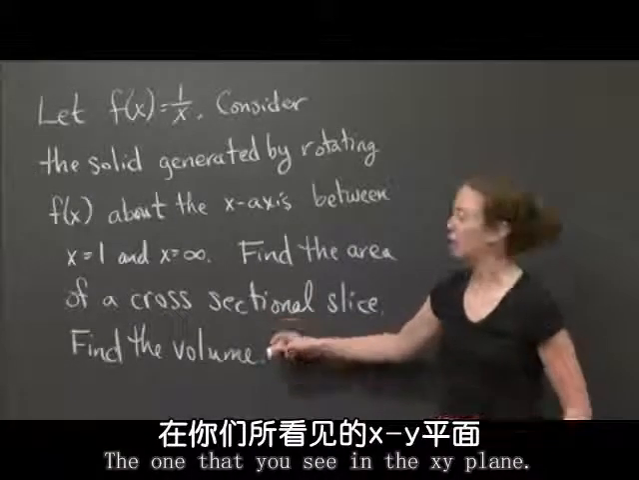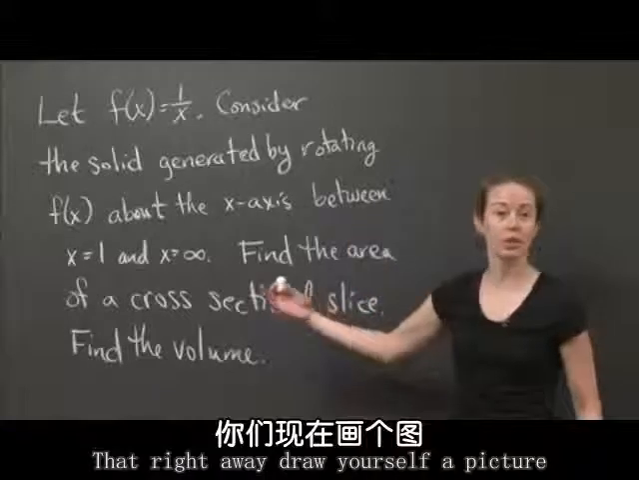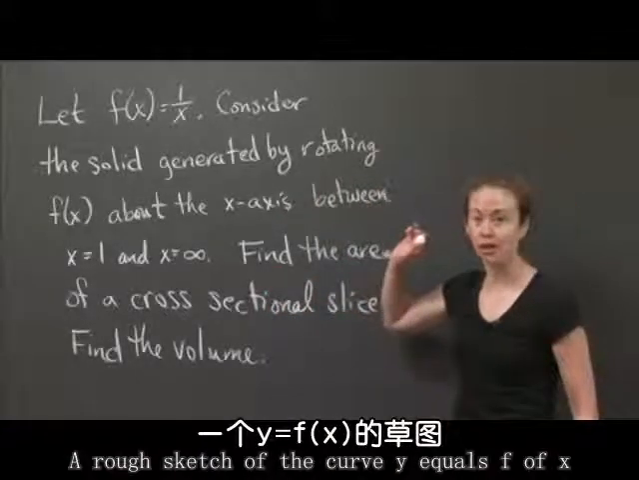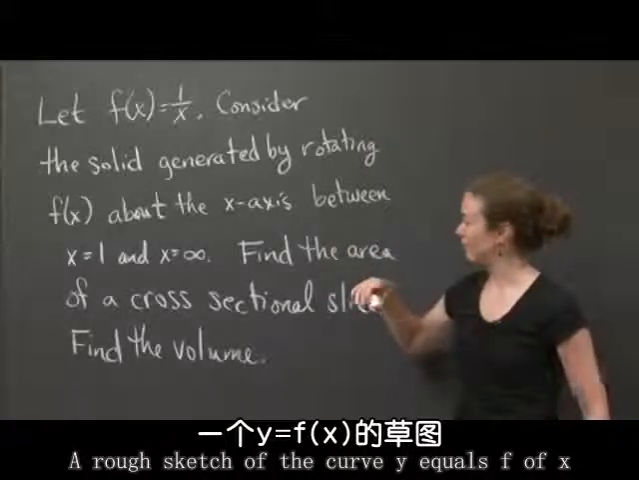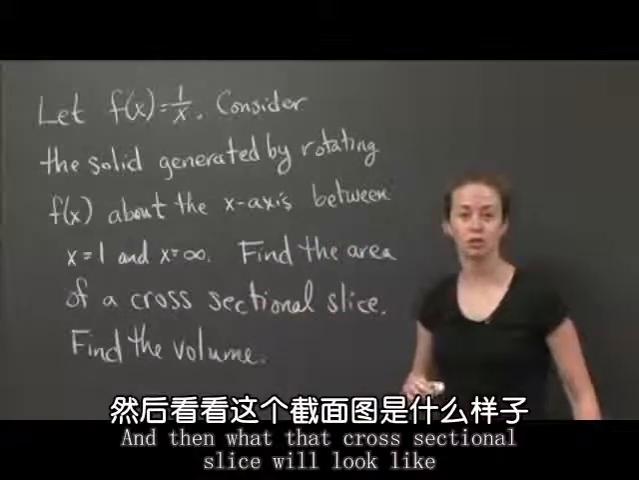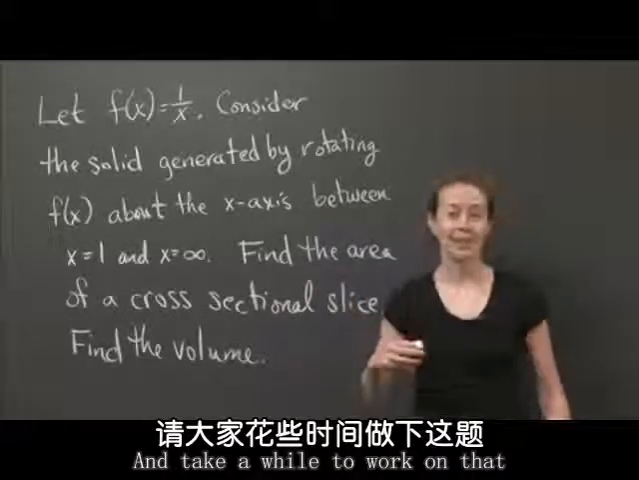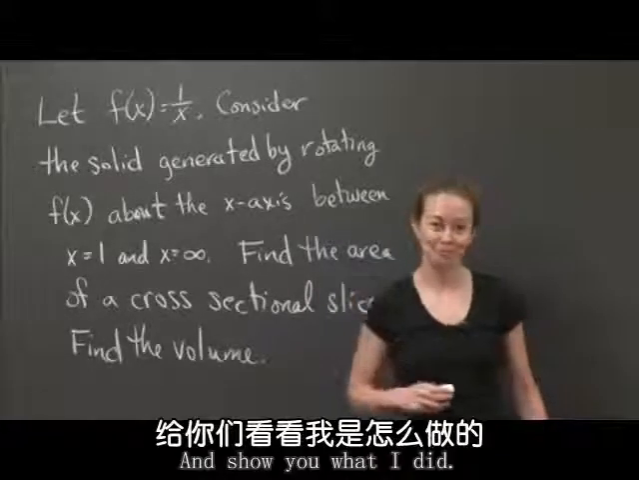In the cross-sectional slice, the one I'm interested in is the one that you see in the xy plane. So my suggestion to you is that right away draw yourself a picture, just at least a rough sketch of the curve y equals f of x, and then what that cross-sectional slice will look like, and start off from there. Take a while to work on that, and then I'll be back and show you what I did.